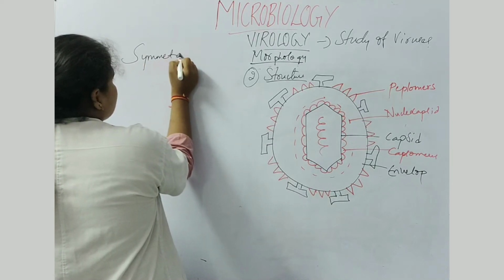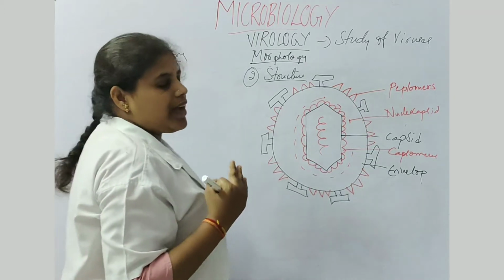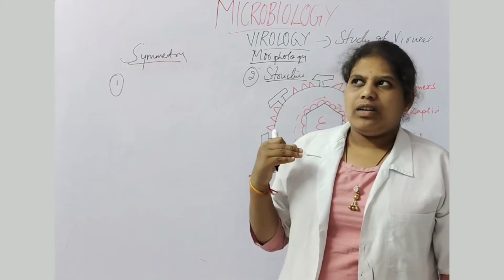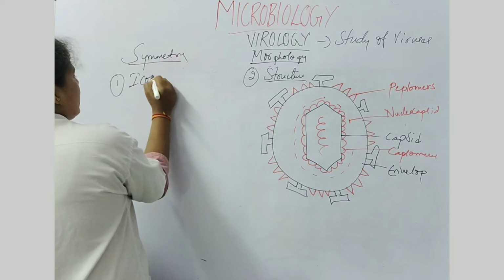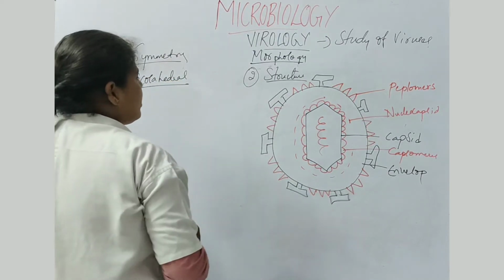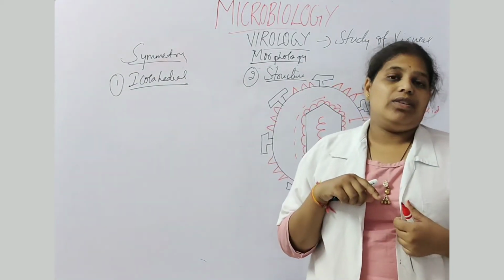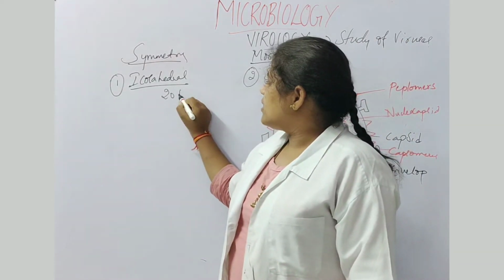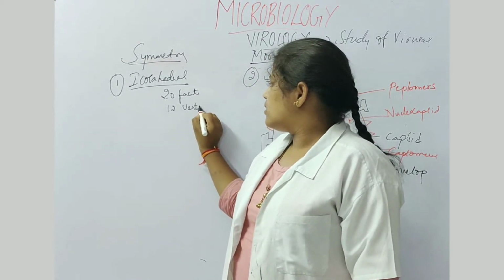Next we have the symmetry of viruses. We have three symmetries of viruses: first icosahedral, then helical, and complex. First one, icosahedral. It is present as equilateral triangles. It contains 20 facets and 12 corners or vertices.